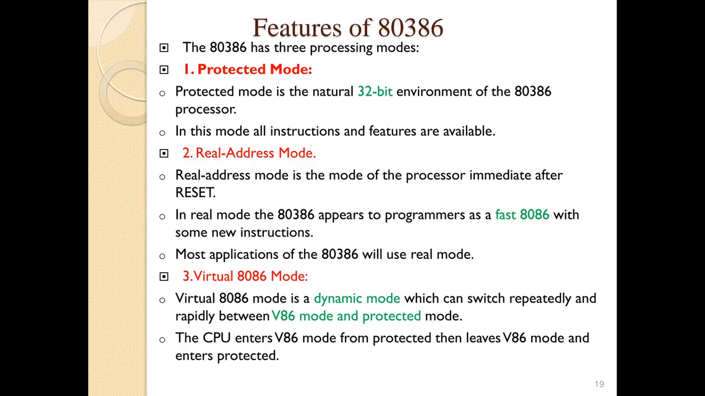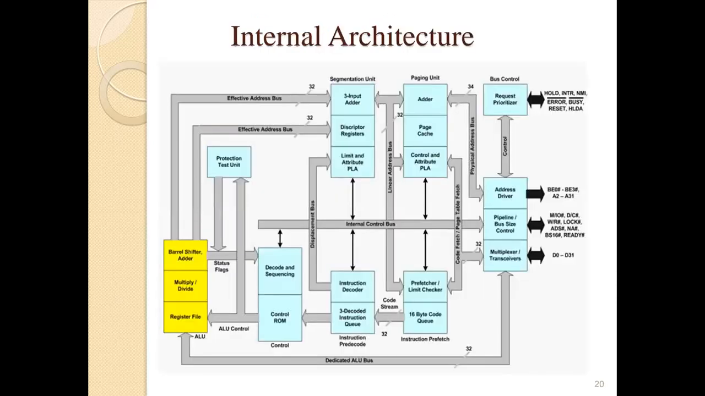Virtual 8086 mode is a dynamic mode which can switch repeatedly and rapidly between virtual 86 mode and protected mode. The CPU enters the V86 mode from protected mode, then leaves virtual 86 mode and enters protected mode again. The architecture is as shown in the figure.